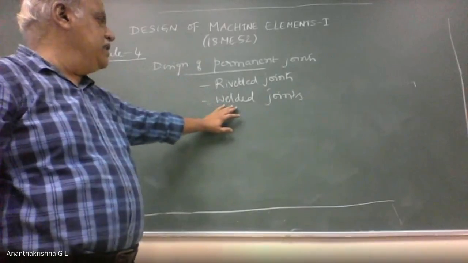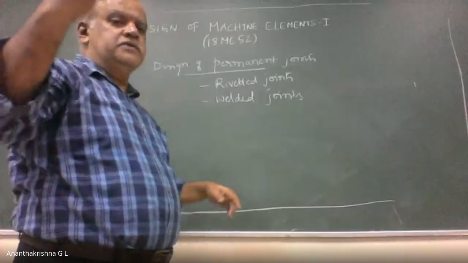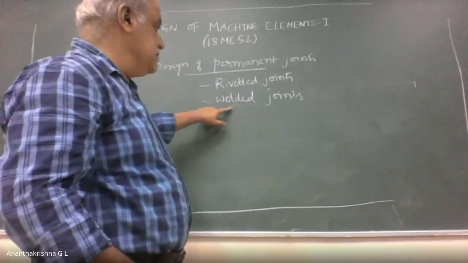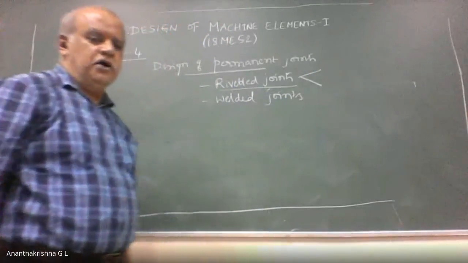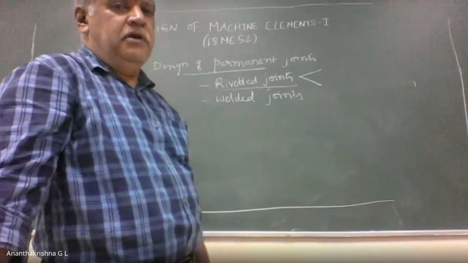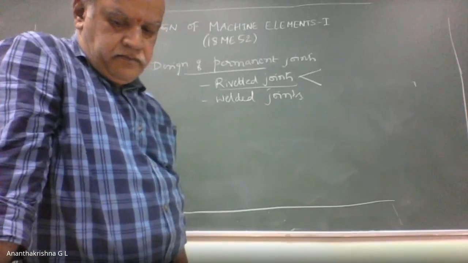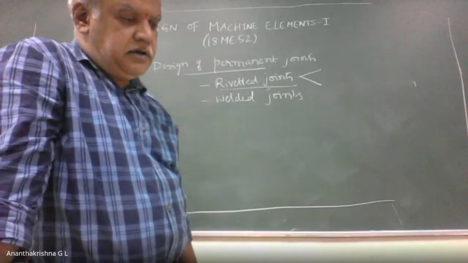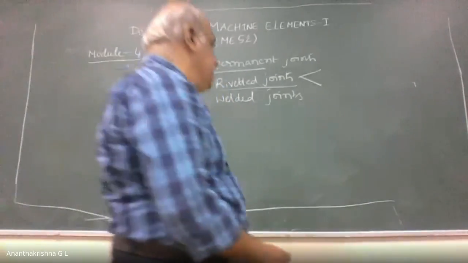In welded joints, we are going to find out the weld size, where the joint is subjected to transverse load or axial load. In riveted joints, again we have two types. What are the two types of riveted joints? This you have learned in your CAMD lab. Someone please answer. Lap and butt. Lap and butt joint. Okay, fine.